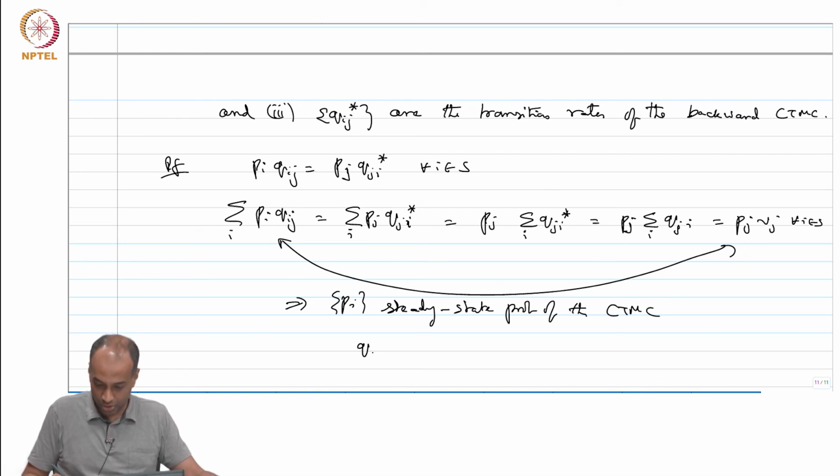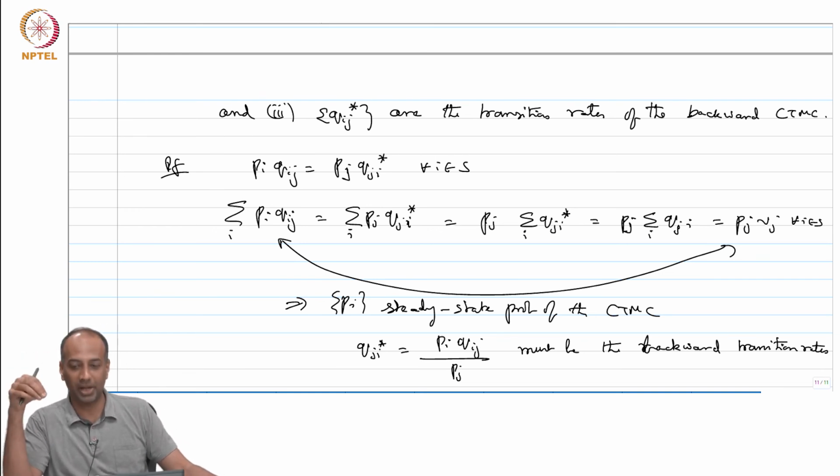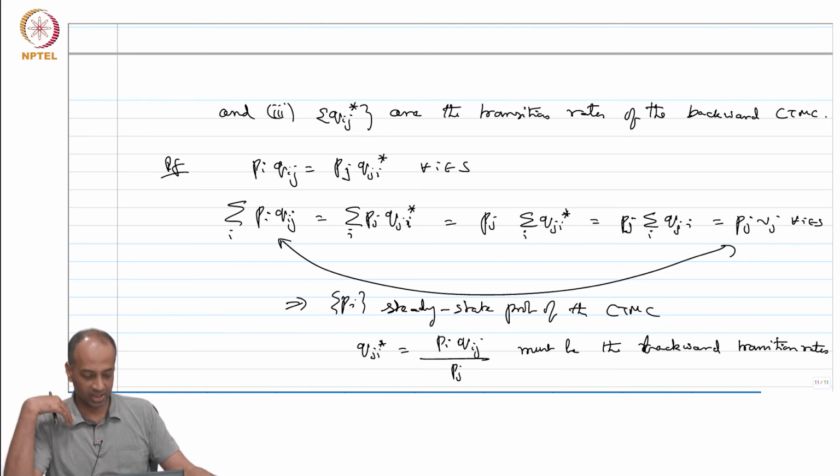And finally, now that Pi's are the steady state probabilities, then Qij star, which satisfies Qji star is equal to Pi Qij over Pj, must be the reverse transition rates, backward transition rates, because that we know to be the backward transition rates. If you want, you can replace Pi by pi i, since you know that pi i's are positive. So, you can write this in terms of pi i's and nu i's, and then argue that these are in fact the backward transition rates, as we have already done.